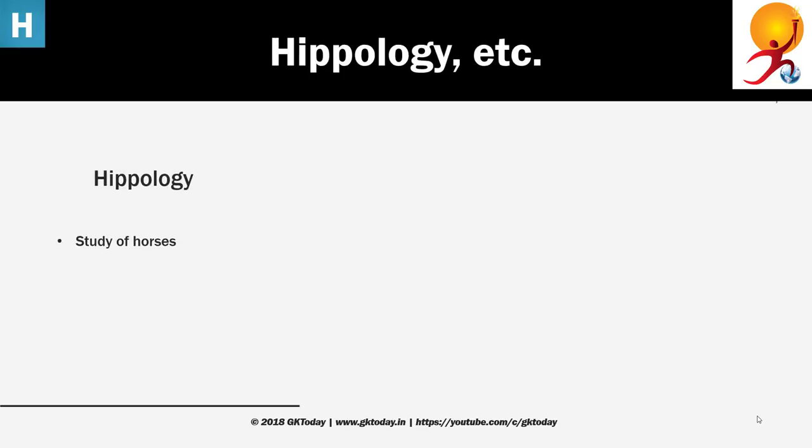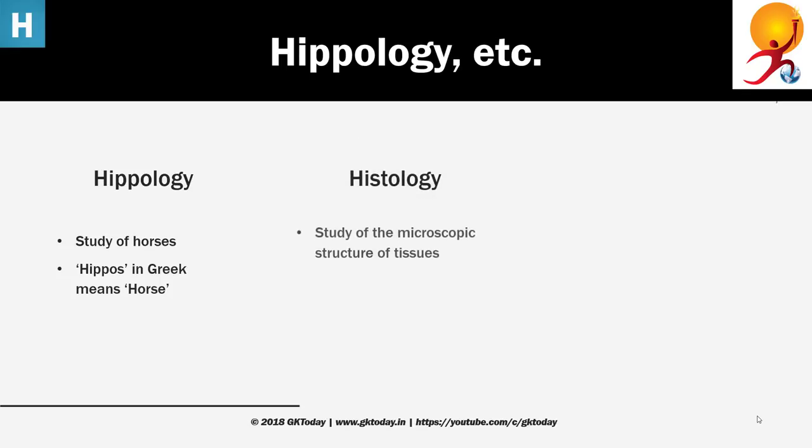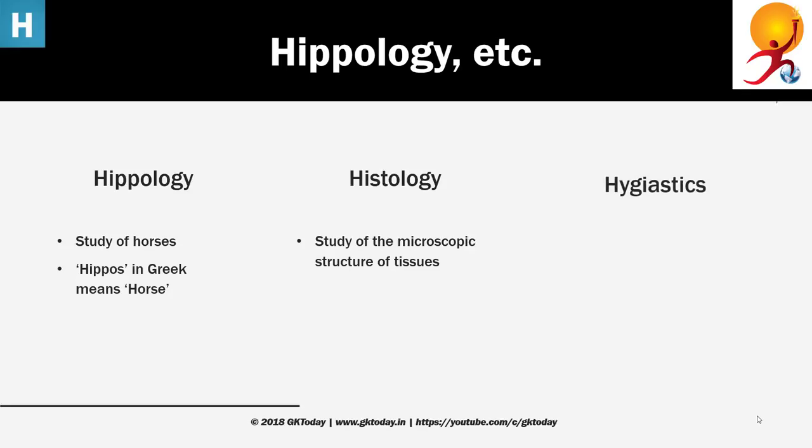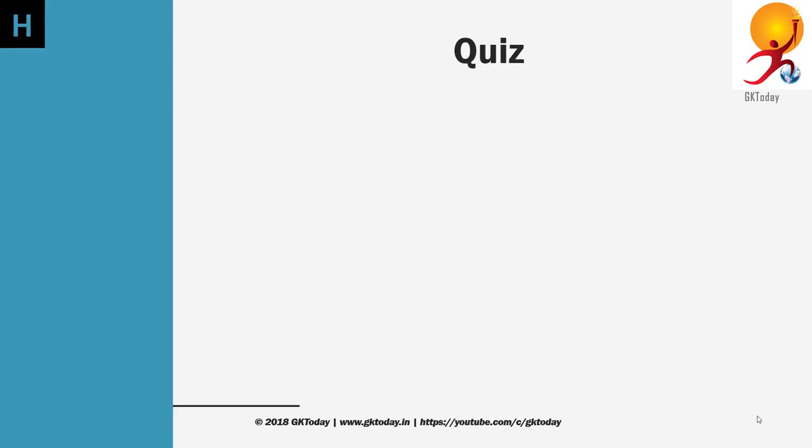Hippology, study of horses. Hippos in Greek means horse. Histology, study of the microscopic structure of tissues. And hygienics is a branch of biology which deals with health and hygiene.